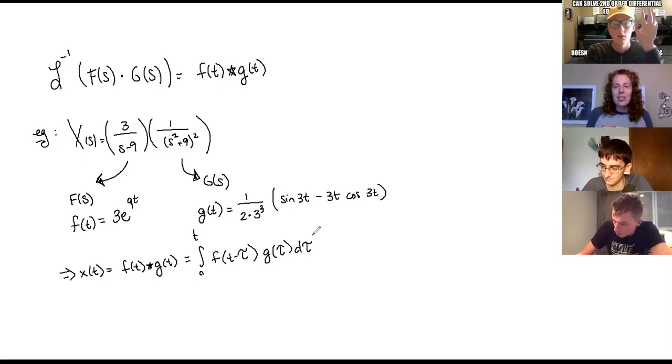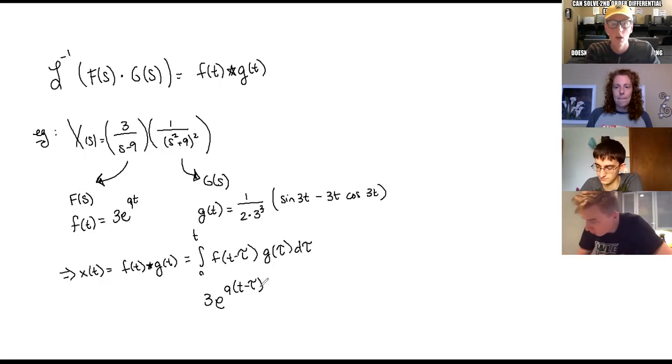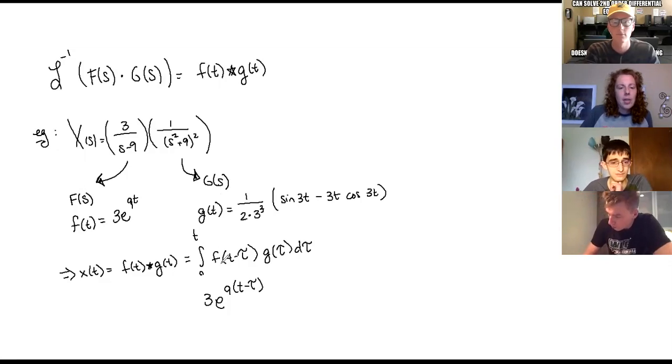Any questions, Stuart? So then just in that f of t minus tau, it would become like 3e to the 9 quantity t minus tau. Yep. And then the g of tau, you just substitute a tau every place you see a t. But yes, that would be your f of t minus tau. That would be your first part there.